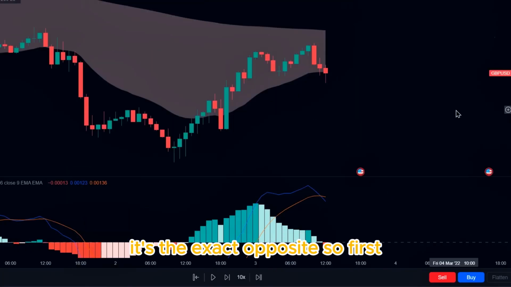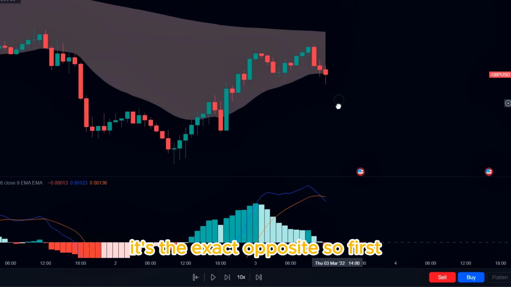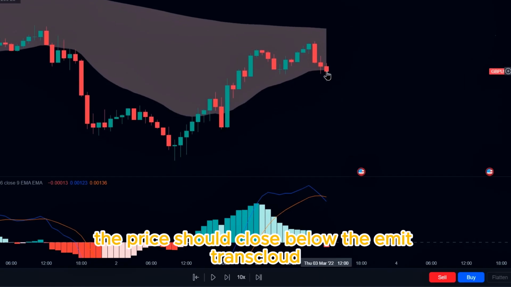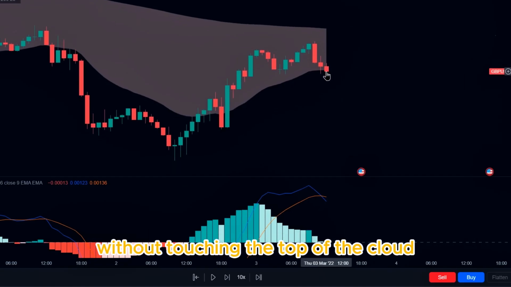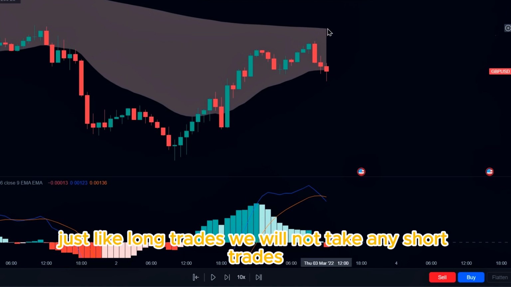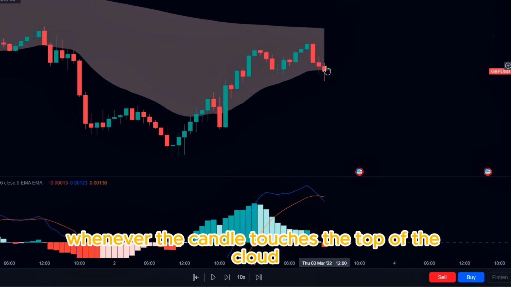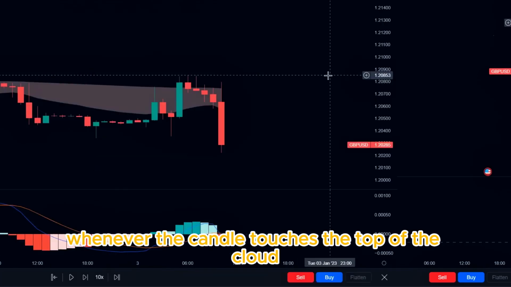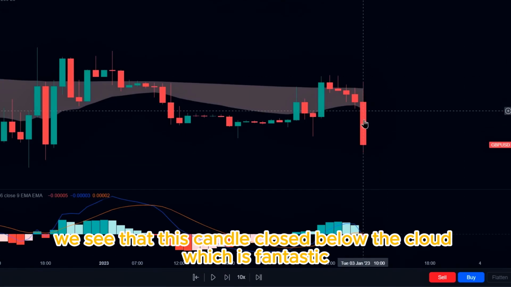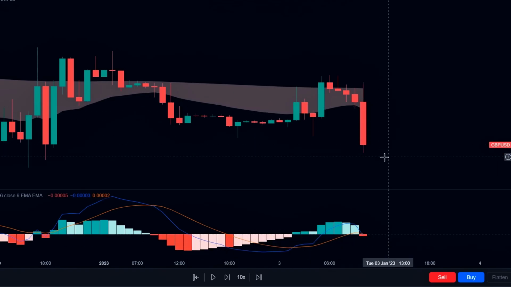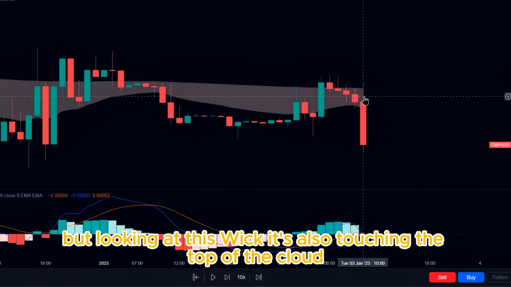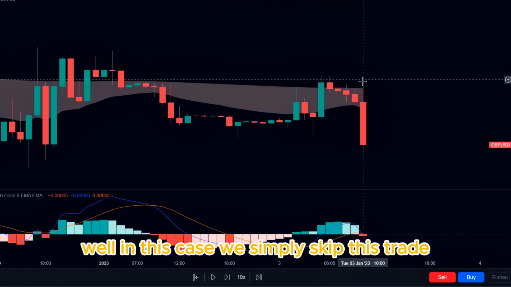For short trades, it's the exact opposite. So first, the price should close below the EMA trend cloud without touching the top of the cloud. Just like long trades, we will not take any short trades whenever the candle touches the top of the cloud. Like right here we see that this candle closed below the cloud, which is fantastic. It's what we're looking for, right? But looking at this wick, it's also touching the top of the cloud. Well, in this case, we simply skip this trade.